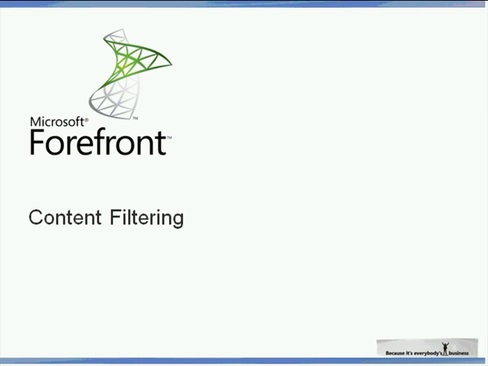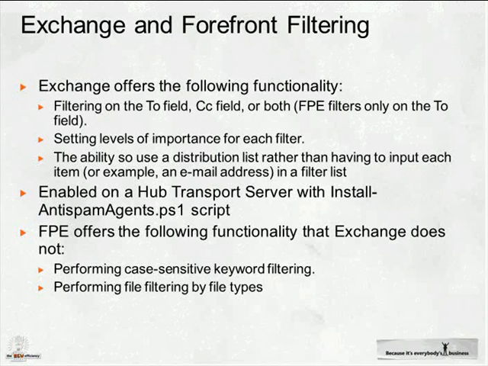So let's now get into the content filtering feature of Forefront Security for Exchange Server. You can perform filtering functions by using both Exchange Server and Forefront Protection for Exchange. Many filtering options are available in Exchange. These options are automatically enabled on Edge Transport servers, but must be enabled on Hub Transport servers manually. Although the configuration steps are different for each product, Exchange provides filtering functions that are similar to those of Forefront Protection for Exchange, with several notable differences.